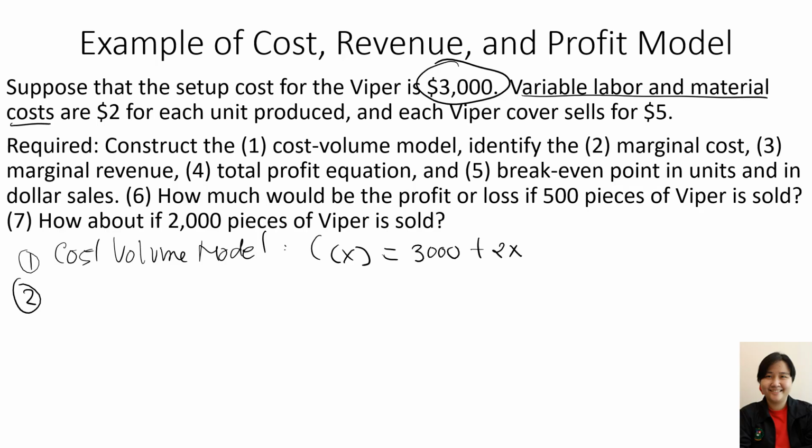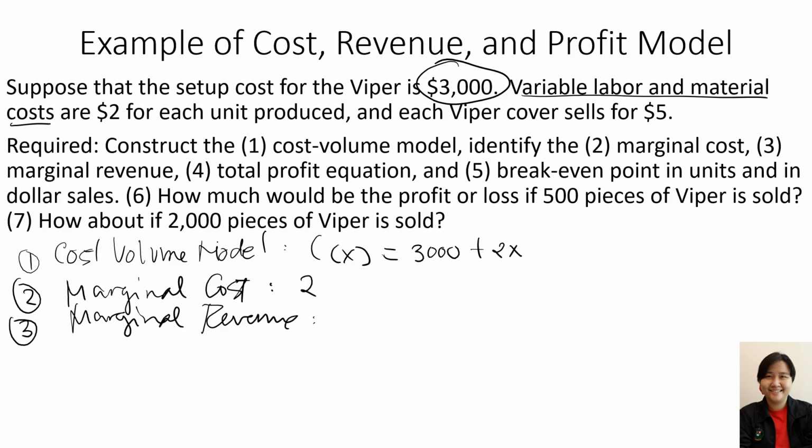The second requirement is to identify what is the marginal cost. In the definition earlier, we know that marginal cost only includes the variable cost and not fixed cost. Therefore, the marginal cost is 2. For the third requirement, we need to identify the marginal revenue. It states here that each Viper cover sells for $5. Therefore, the marginal revenue is 5.